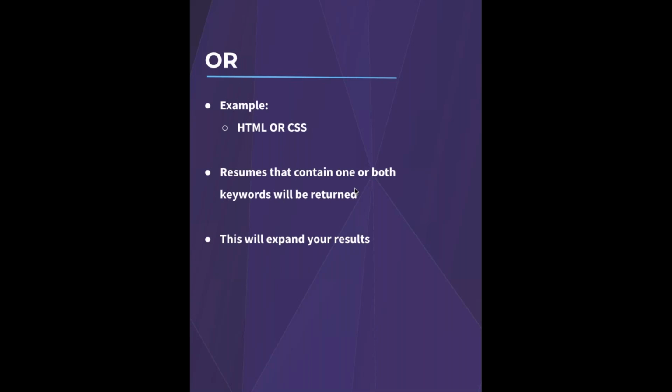The opposite of that is or. So given that example, if I flip it around and I say HTML or CSS, it's going to give me the ability to search on more than one keyword at a time. And as long as one of those is a hit, that's going to come back as a result within your search. So that's going to be a way to expand your search results using ors as opposed to ands.